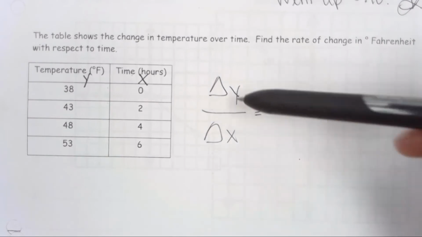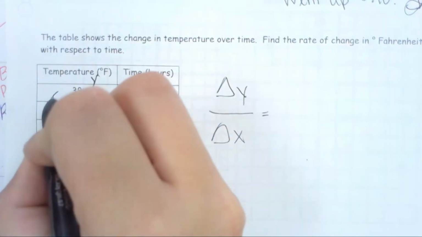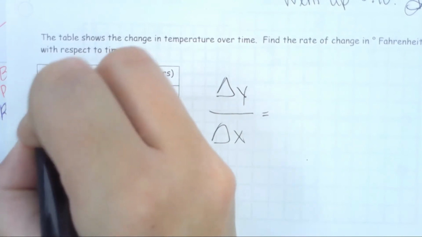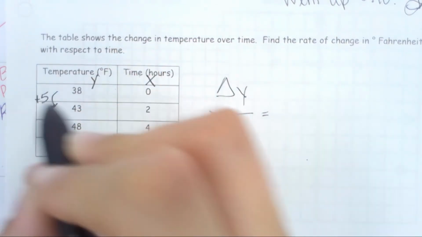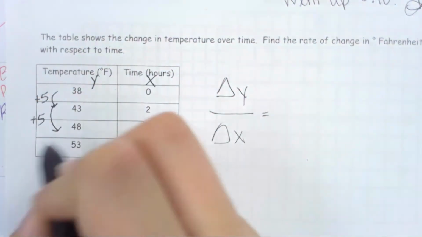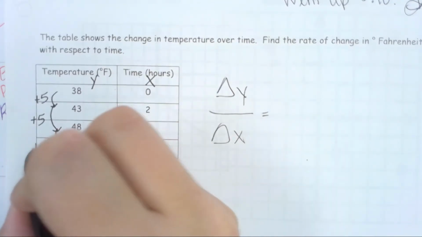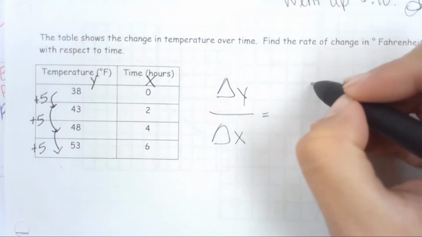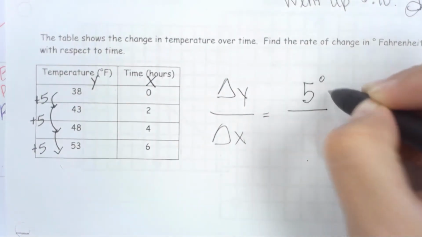All right, so our change in y's is talking about the temperature. So notice how from 38 to 43 it went up 5. 43 to 48 also went up 5, and 48 to 53 went up 5. So that means that your change in y's were constant, so our change in y was 5 degrees Fahrenheit.